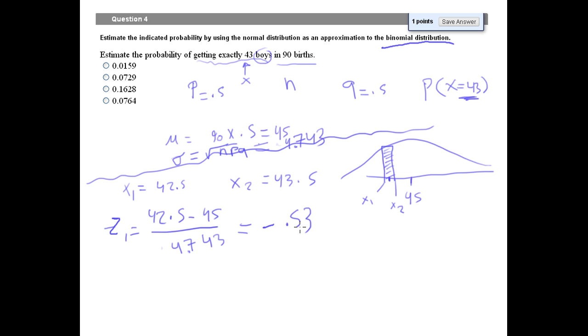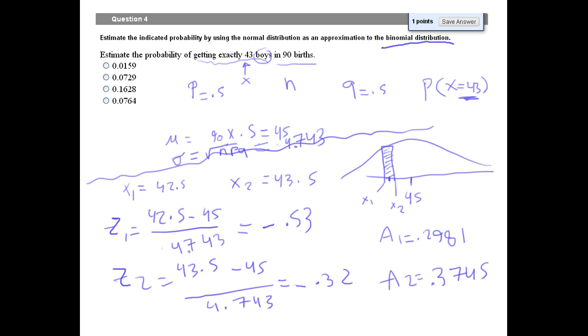Similarly, Z2 can be calculated, and it's equal to minus 0.32. Then you can go to the table to get area 1 corresponding to Z1, and area 2 corresponding to Z2, and the answer will be the difference between them, area 2 minus area 1, which is equal to 0.0764. That one.